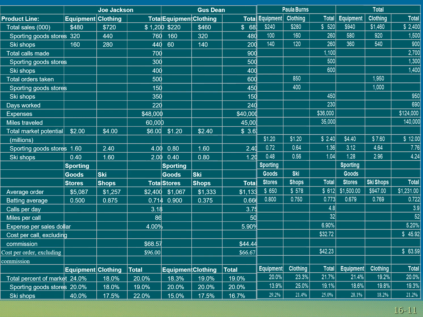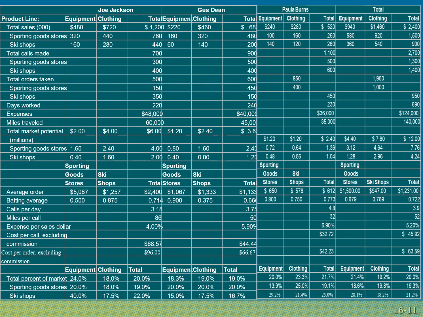As to the cost per order, cost per sales, or cost per call, you can see that Joe is higher. The other two are lower. So who's your top salesperson? Joe is the top salesperson overall, and Paula is probably the weakest in total sales.